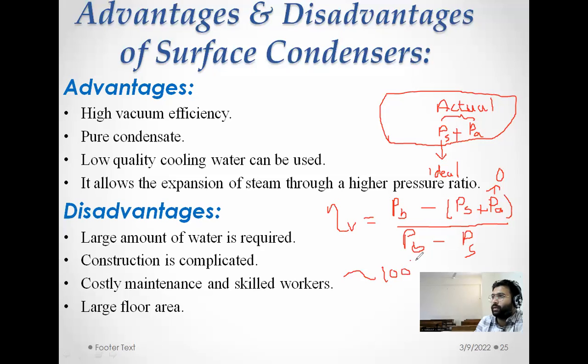But there is always some air leakage in the condenser, so it will not be equal to 100%. But with the help of surface condensers, we have high vacuum efficiency. That means there are fewer chances of air leakage, so the vacuum efficiency is higher in the case of surface condensers. So if you want to write down the vacuum efficiency formula: PB stands for barometric pressure, which is measured with the help of a barometer, minus the actual pressure, PS plus PA, the actual pressure in the condenser, divided by PB minus the ideal pressure, that is PS.